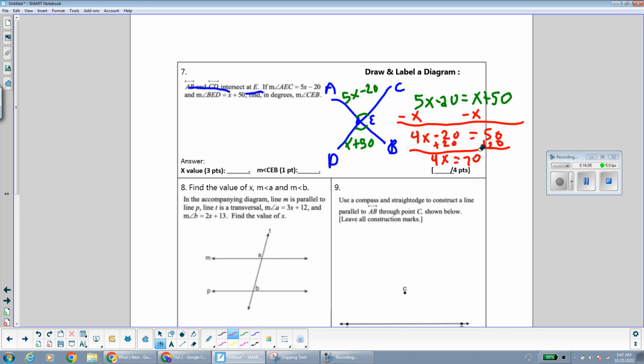I have 4x is equal to 70. My last step is to divide both sides by 4. 70 divided by 4 is 17.5.